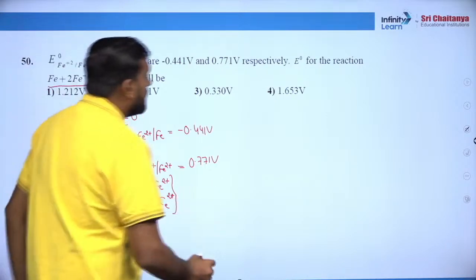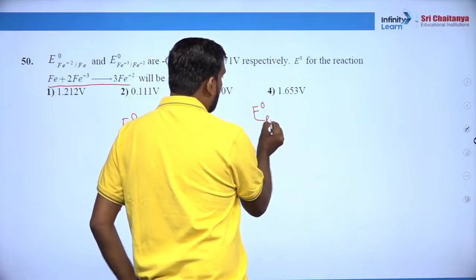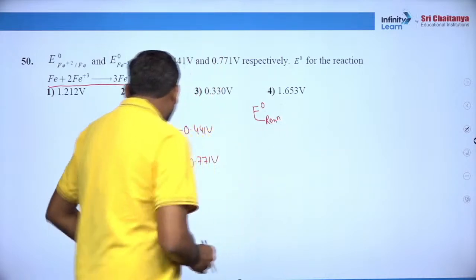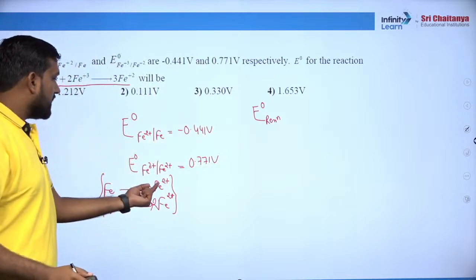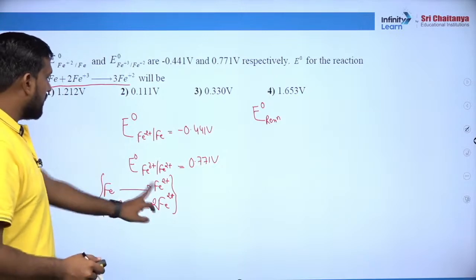So we know that we can calculate E naught for any reaction. Okay, we can calculate E naught for any reaction or cell. How can we calculate that? That is the cathode minus anode. Okay, or basically the reactions which are going on, add them.